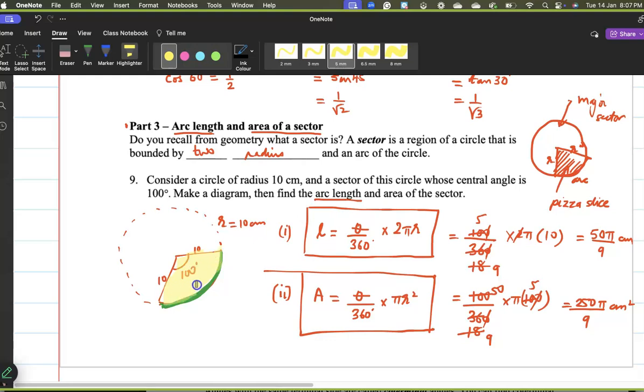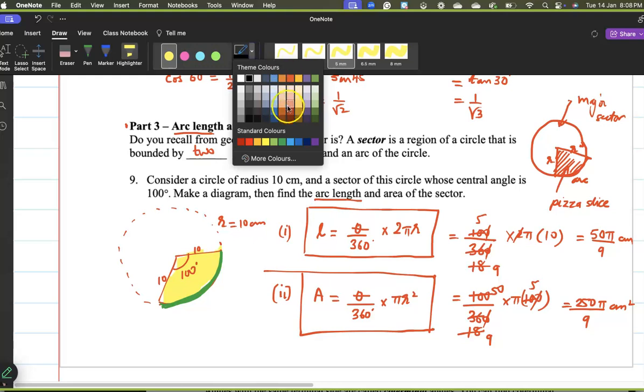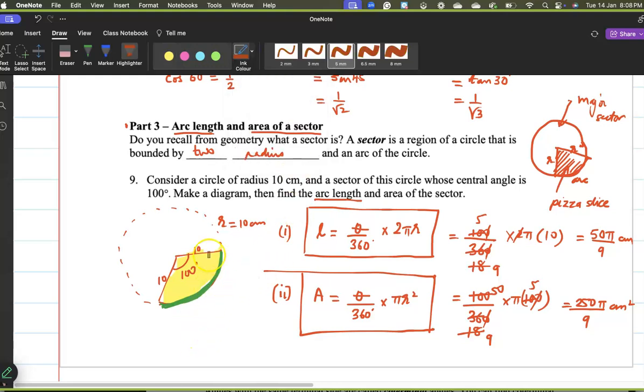If they ask you perimeter, what will you do? Add up all the sides. So what will the formula become if you want the perimeter? 10 plus 10, but I don't have one side. Can I do Pythagoras theorem? It's not a right angle triangle. 10 plus 10 plus the length of the arc we got now, 50 pi upon 9.